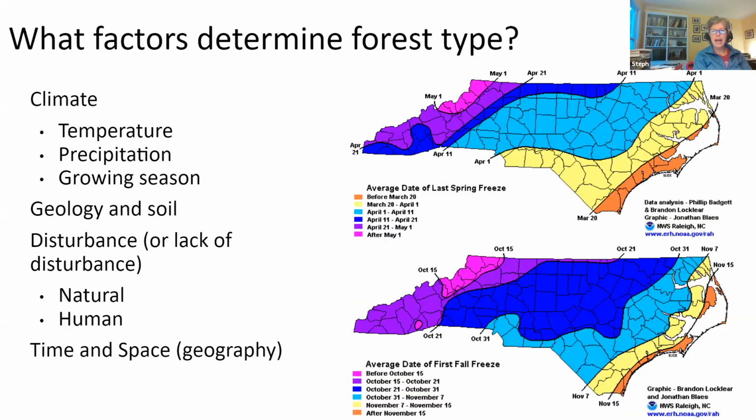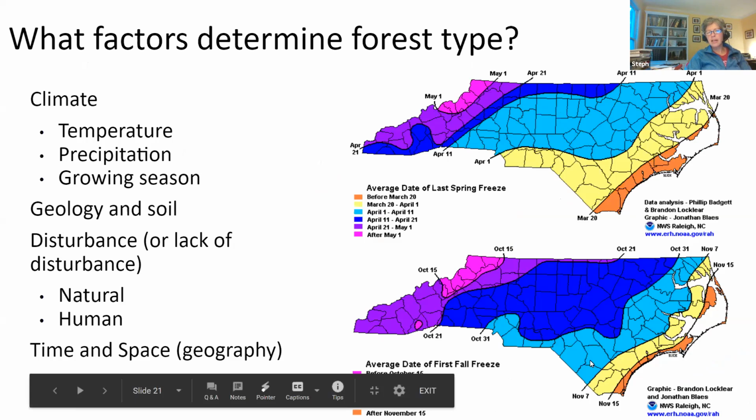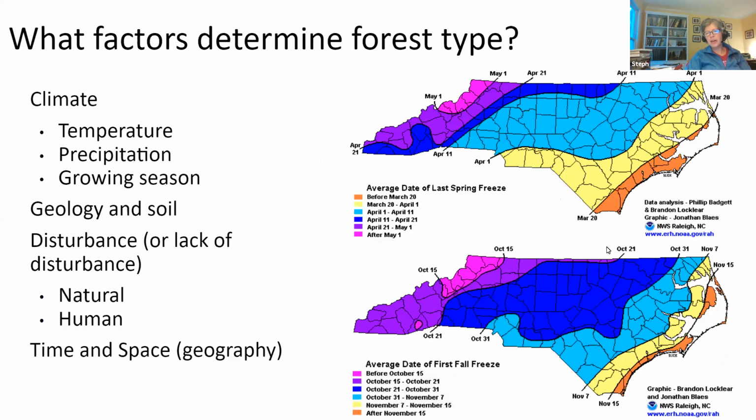We can also look at the climate for the state of North Carolina. So first of all, I want you to look at the top map, which is the average date of the last spring freeze. And you can see it gets later as you move towards the mountains, and then the area on the coast is a little bit more tropical with a longer growing season. And then we have the average date of the first frost. So here in Raleigh, that date is usually, I thought October 15th, but it looks like it might be closer to the 30th of October.